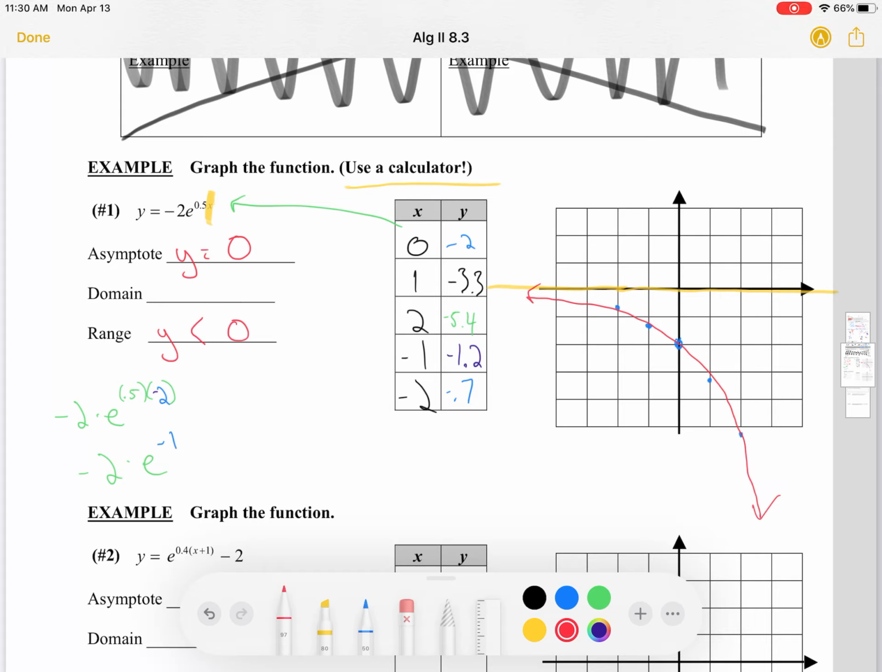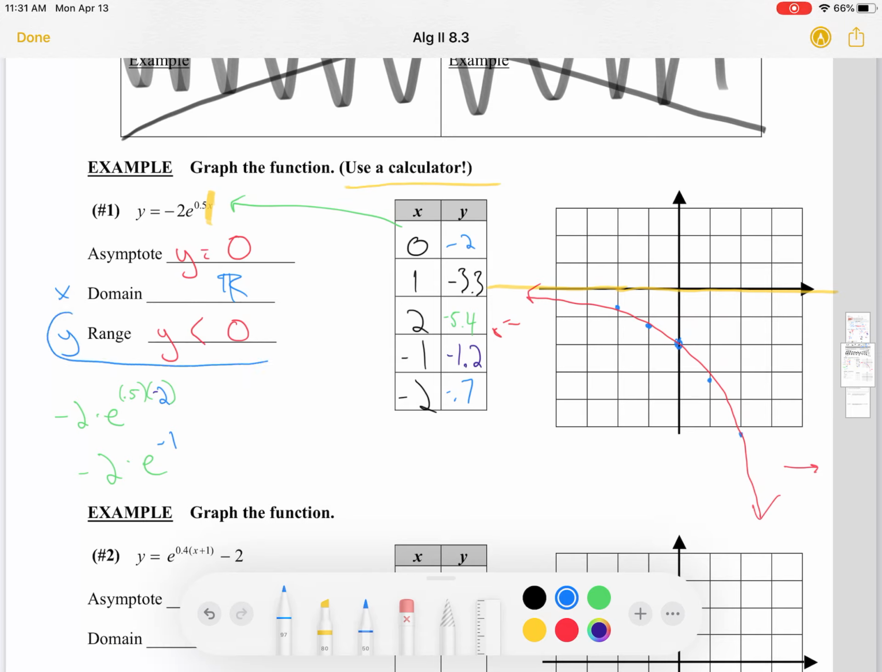For the domain, remember, domain is the possible set of x values. So on the x-axis, it goes forever this way. It goes forever to the left. It also goes forever to the right. So my domain is just all real numbers. So again, domain is a set of x values. Range is a set of y values.